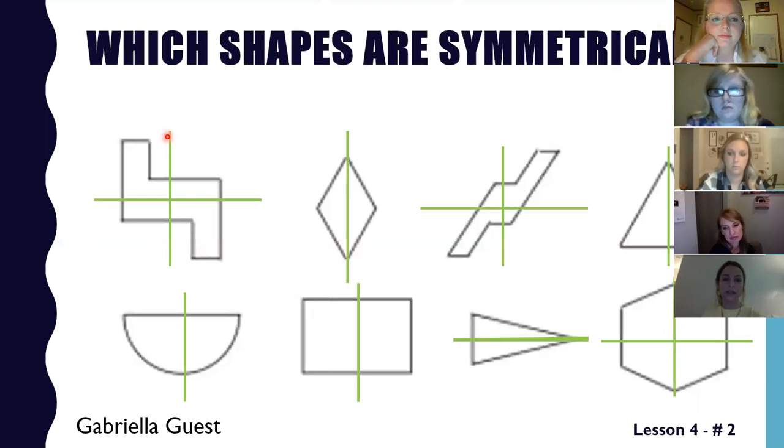So let's look at the rectangle, for instance. That reminds me of a piece of paper. So there's a cut down the middle. If you were to fold it and meet sides, it would be exactly the same. They would look exactly the same. So that's how you know it's symmetrical.